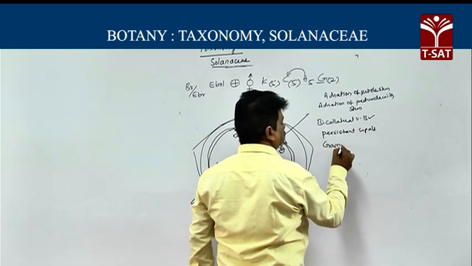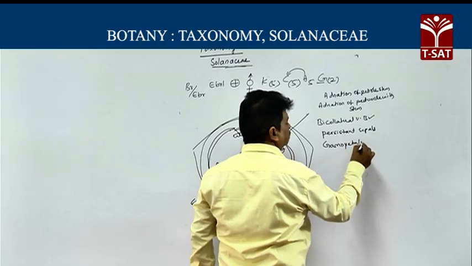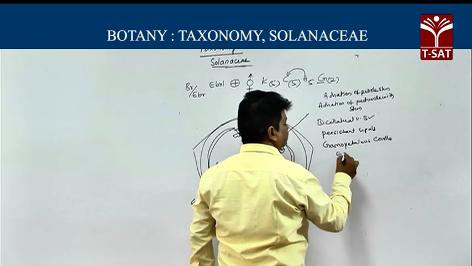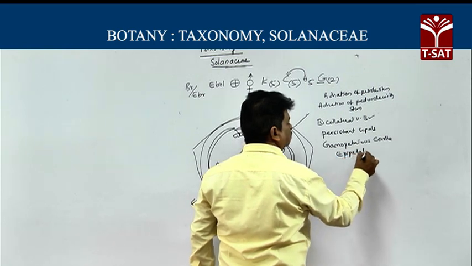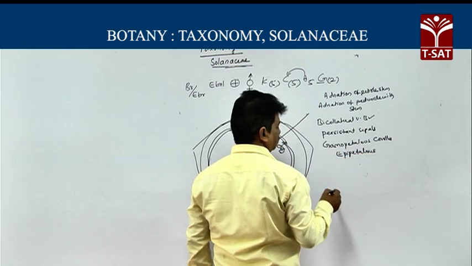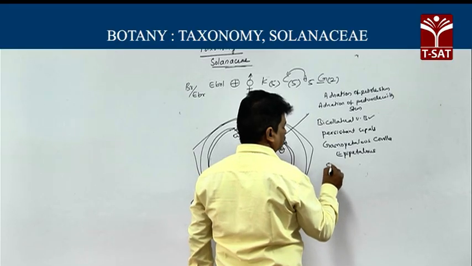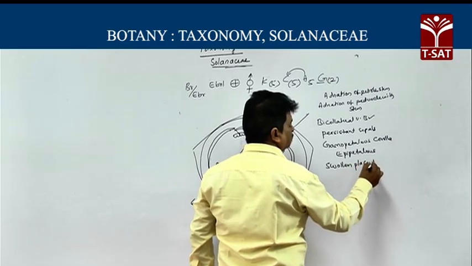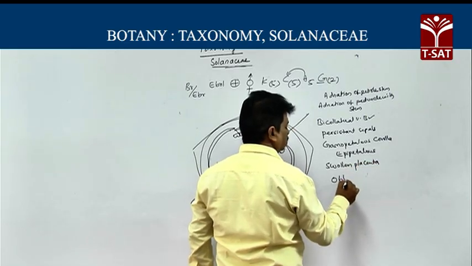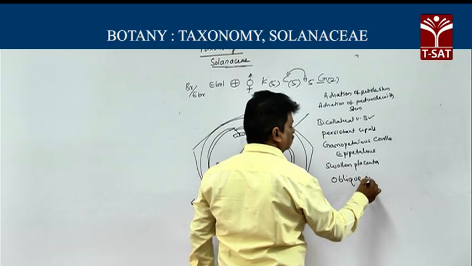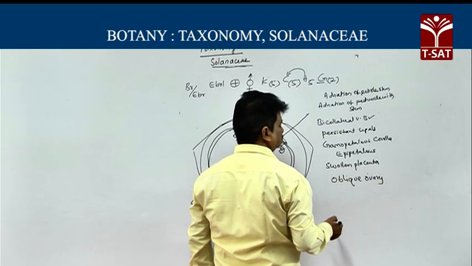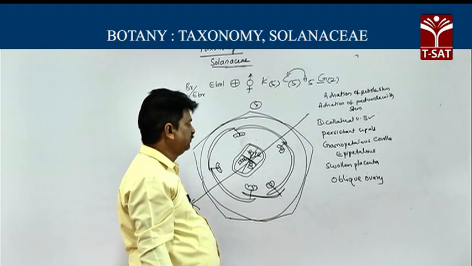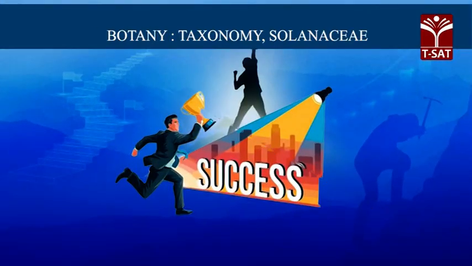Then corolla. If the corolla is fused, stamens epipetalous. The next one, swollen placenta. The next one, oblique ovary. These are important identification features of Solanaceae.